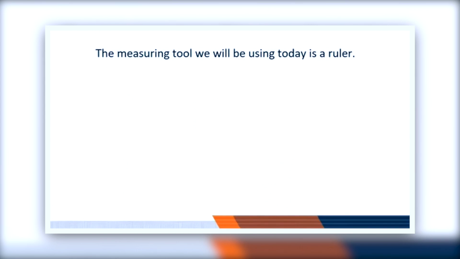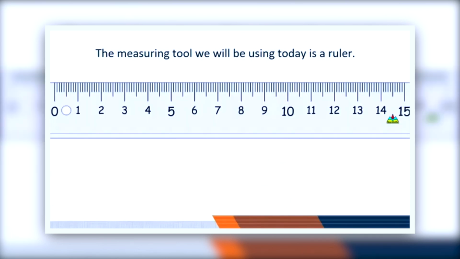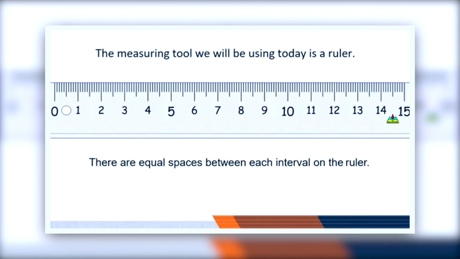These are just some of the tools that you can use to measure objects. The measuring tool we will be using today is a ruler. Here is the ruler that we will be using. Notice that there are equal spaces between each interval on a ruler. When we are measuring objects today, we are going to line up the object with the zero.